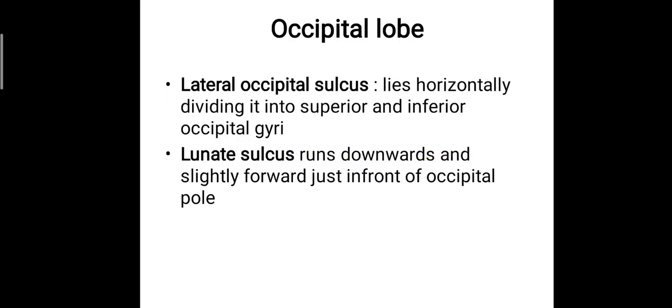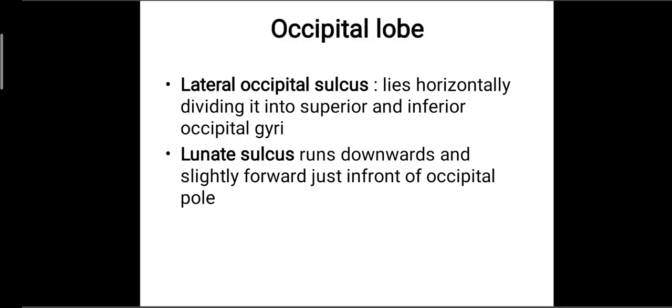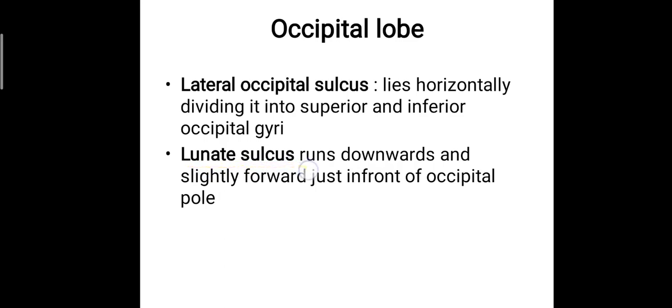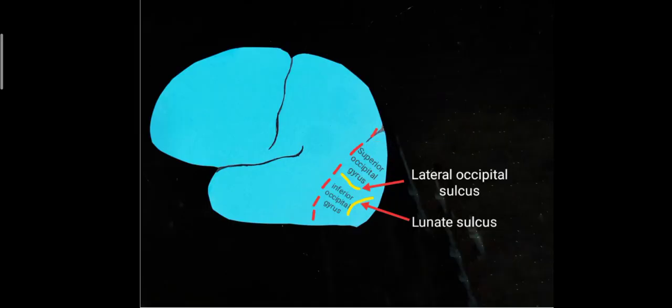So the next lobe is the occipital lobe, which has two major sulci: the lateral occipital sulcus, which lies horizontally, dividing the occipital lobe into superior and inferior occipital gyri, and the lunate sulcus, which runs downwards and slightly forward just in front of the occipital pole. So here we have a representation.